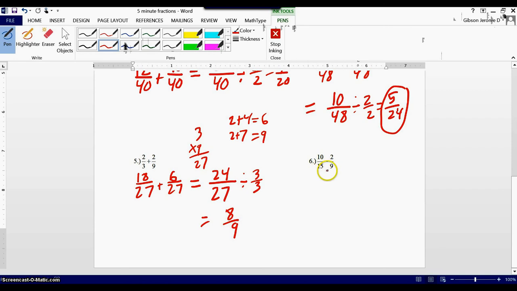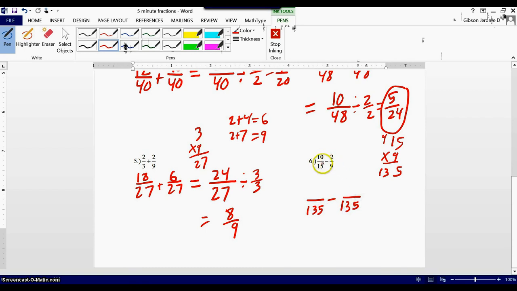Now we come here to number 6. Now you notice we have larger numbers here. So we still will multiply our denominators. We would take 15 times 9. 9 times 5 is 45. 9 times 1 is 9, plus 4 is 13. So our new common denominator would be 135.